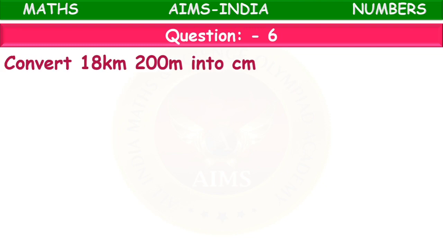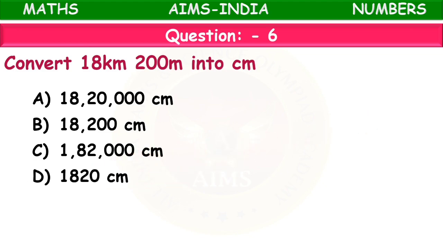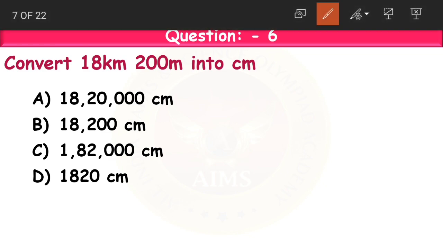Convert 18 kilometers 200 meters into centimeters. Option A, 18,20,000 centimeters. Option B, 18,200 centimeters. Option C, 1,82,000 centimeters. Option D, 1,820 centimeters. Now if you remember, what did we learn about this? We learned that 1 kilometer is equal to 1000 meters.